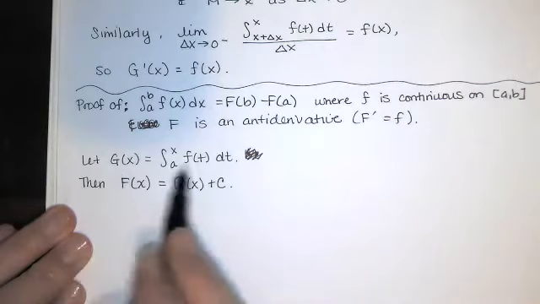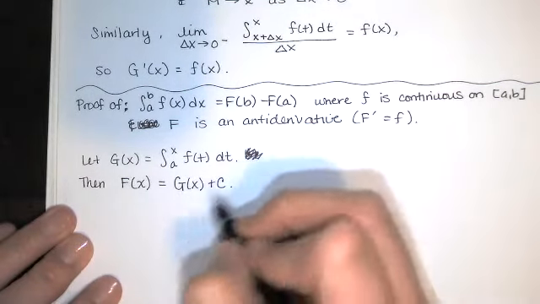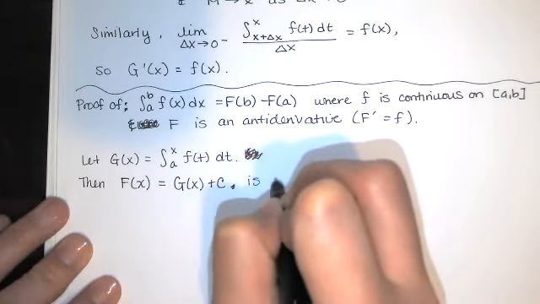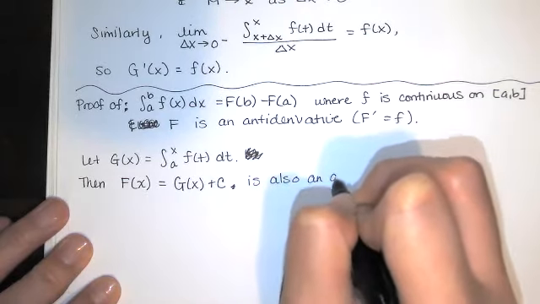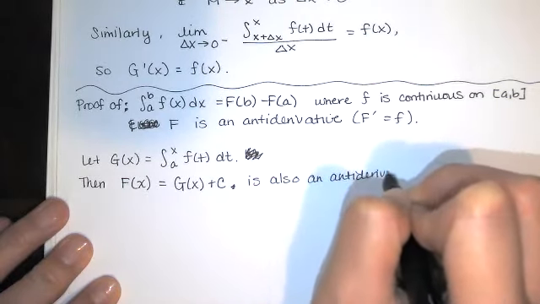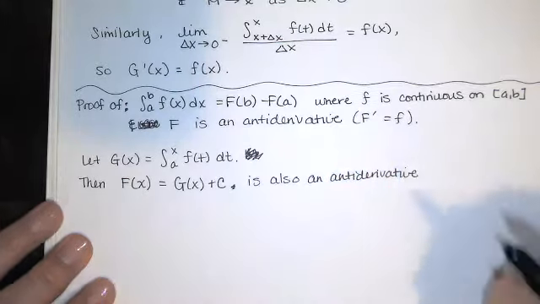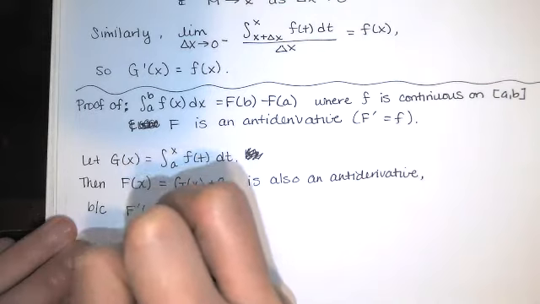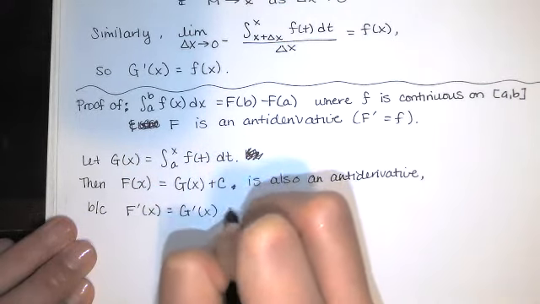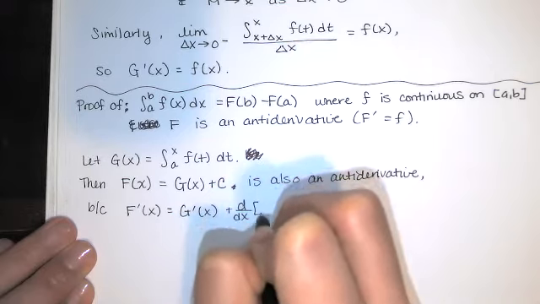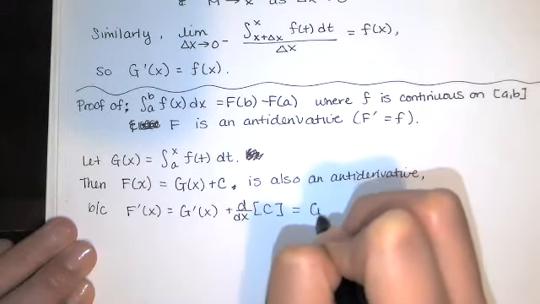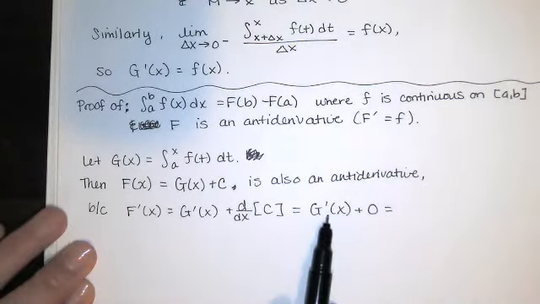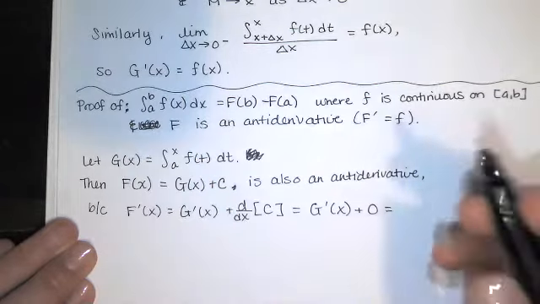So if g is an antiderivative, then f of x equals g of x plus c is also an antiderivative. It's actually a family of antiderivatives, because f prime is equal to g prime plus the derivative of c, which is 0. So f prime is equal to g prime plus 0, and g prime is little f of x from the last result.